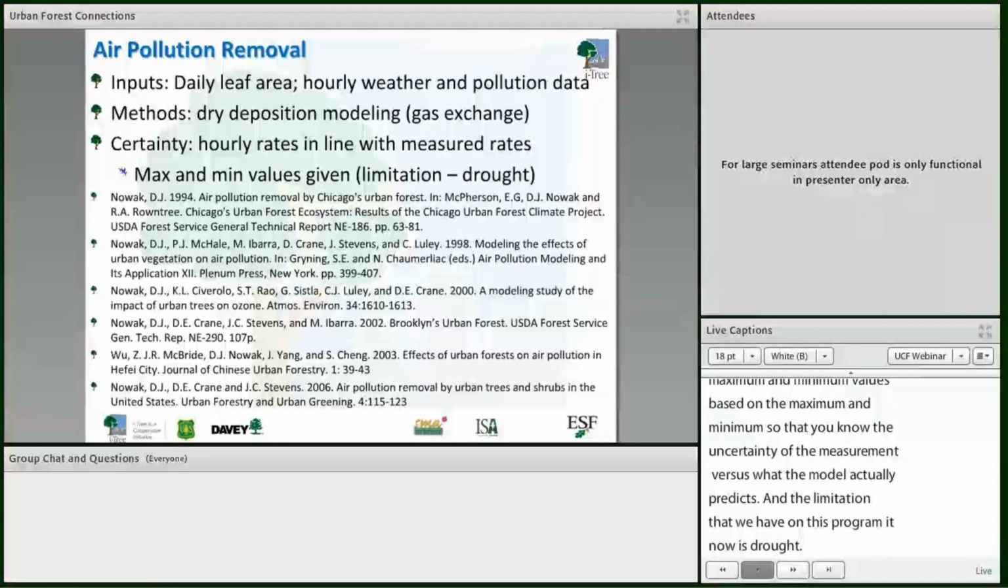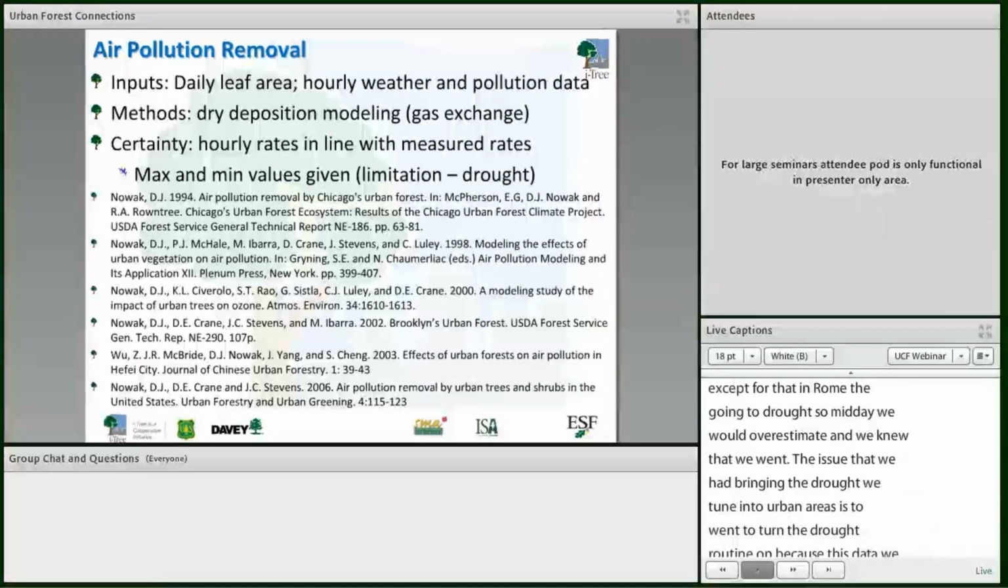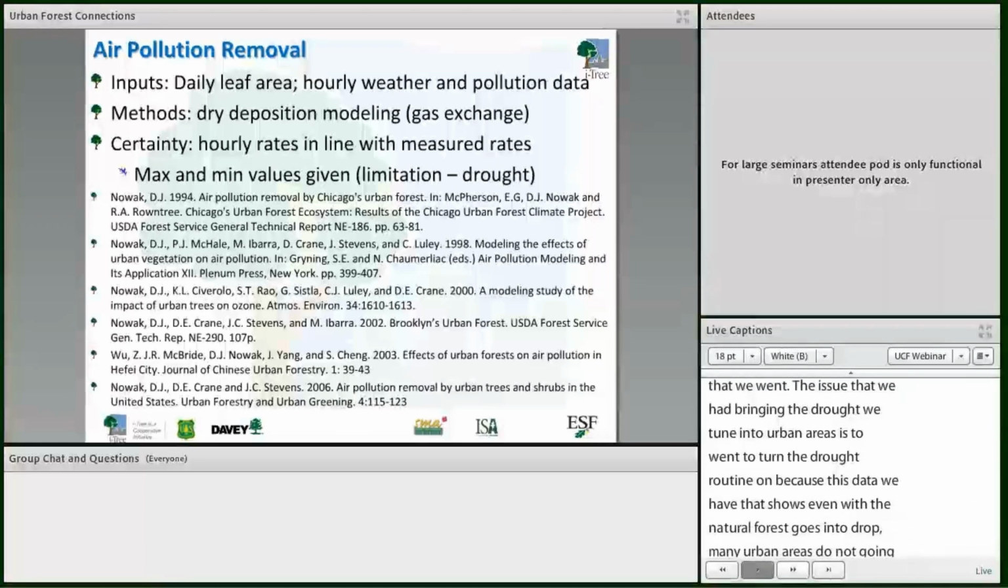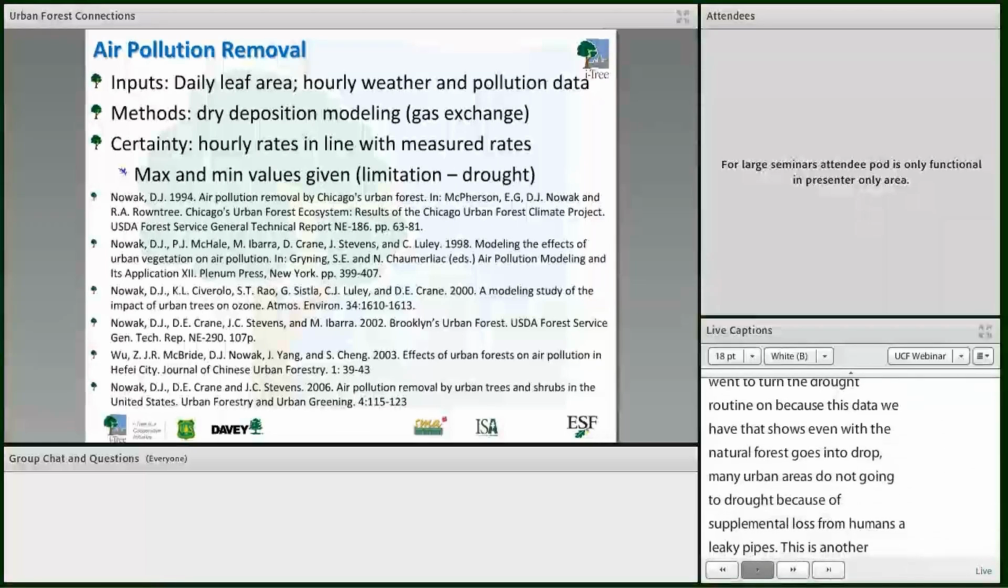The issue that we have of bringing a drought routine into urban areas is when to turn the drought routine on. Because there's data that we have that shows that even though the natural forest goes into drought, many urban areas do not go into drought because of supplemental watering from humans or leaky pipes. So this is another issue. Even if we put the drought routine in, we don't know when to turn it on or where to turn it on. So we're working on that right now.